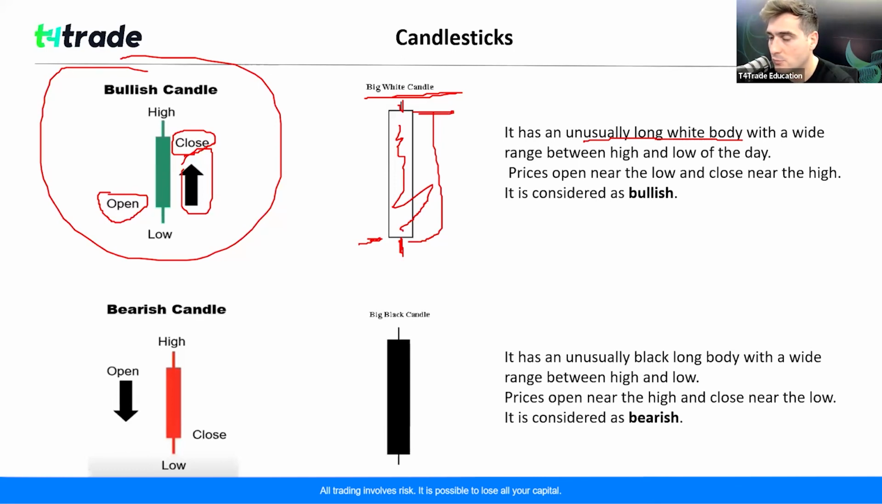It has an unusually long white body with a wide range. This is the range, close price to the open. Big range between high and low of the day. This is the high, this peak of the wick, that thread you can see below and above the full body. This is the low. So it indicates that the price action has risen within this period. That means there is strong bullish sentiment. That's why we call them bullish.